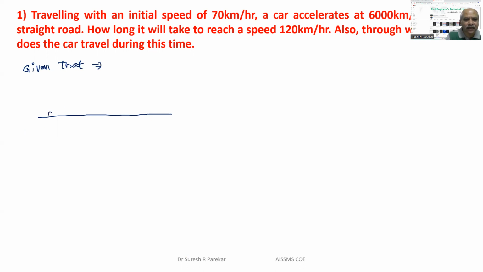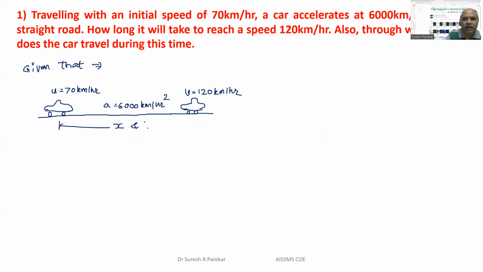Initial speed is given 70. So I will draw a car. And for this car, initial velocity is given 70 kilometer per hour. And then we have final velocity, that is given V is equal to 120 kilometer per hour. And acceleration is given 6,000 kilometer per hour square. And then we are interested to find value of X, and we are interested to find value of T.